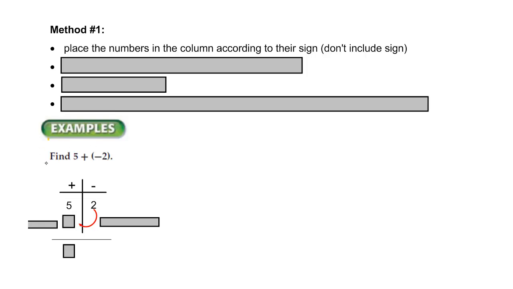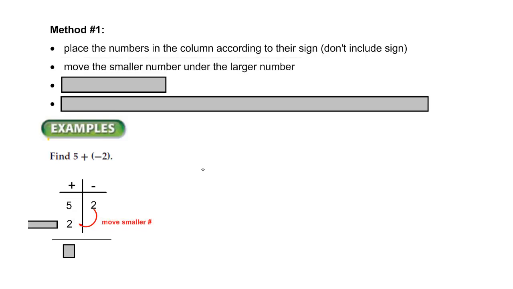This is the second example. It says find 5 plus -2. 5 is positive. It goes on the left column with the positive numbers. 2 is negative. It goes on the right column. Now here is the rule when you have different signs. We move the smaller number under the larger number. Since 2 is smaller than 5, we're going to move it over to that other column under the plus side just because it's smaller.